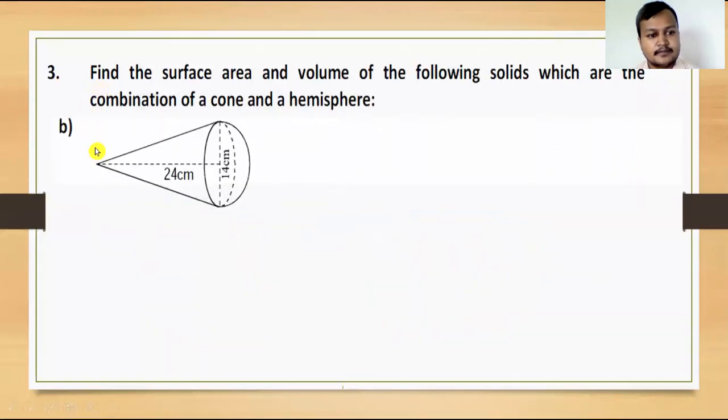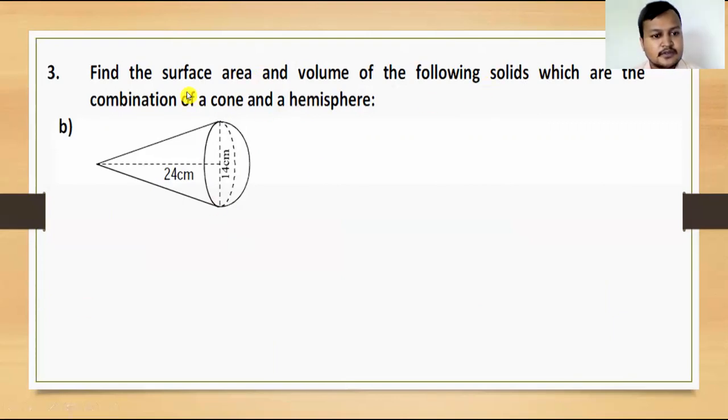Question number 3b. Again, the question is similar. Find the surface area and volume of the following solid, which is a combination of cone and hemisphere. Here it is said surface area, because curved surface area as well as total surface area of this type of solid are the same. Curved surface area or total surface area, both are the same, so only surface area is asked. And the next thing we have to calculate is volume.